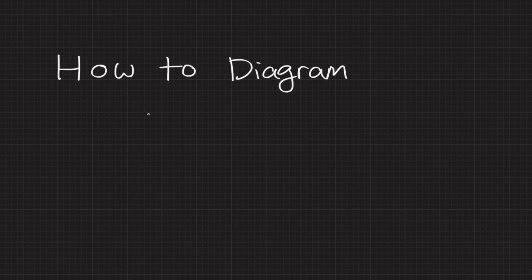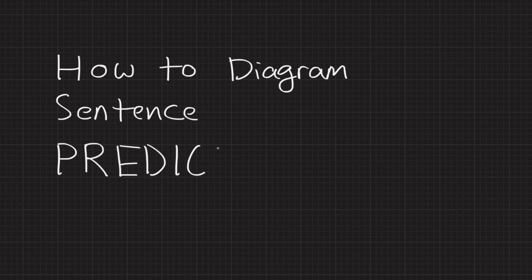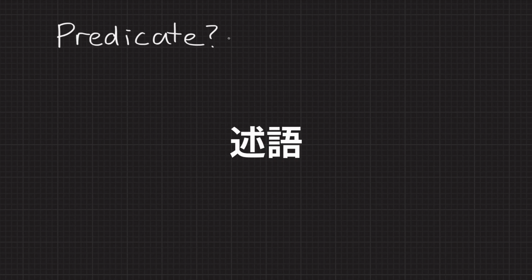How to diagram sentence predicates. What is a predicate? 述語.